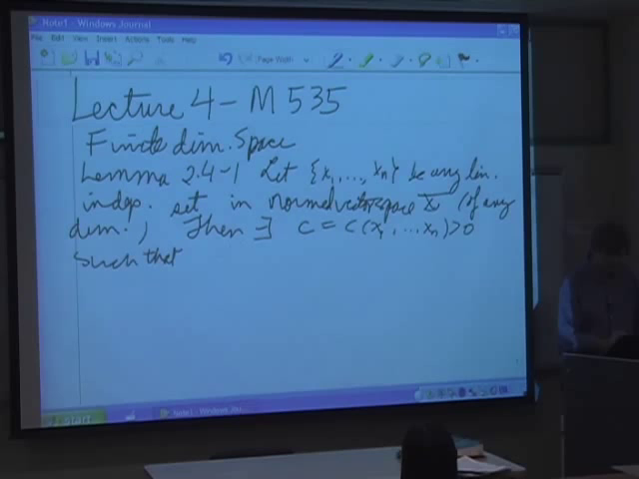for any scalars alpha 1 through alpha n, the point is that C is going to be independent of the scalars, the norm of the linear combination summation alpha j xj is greater than or equal to that constant times the sum of the absolute values of the constants.